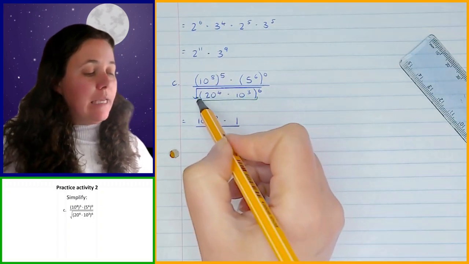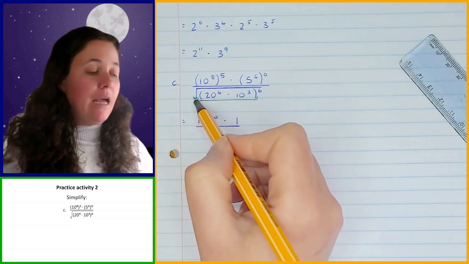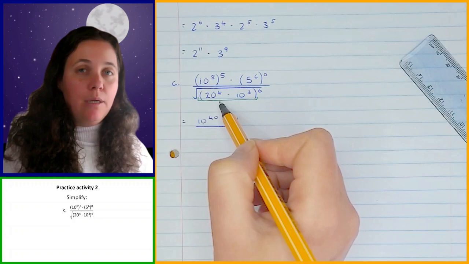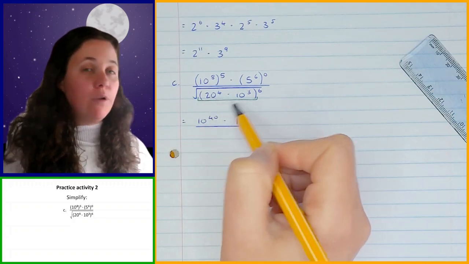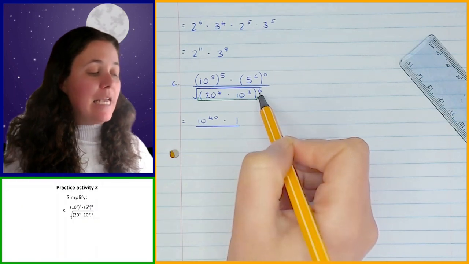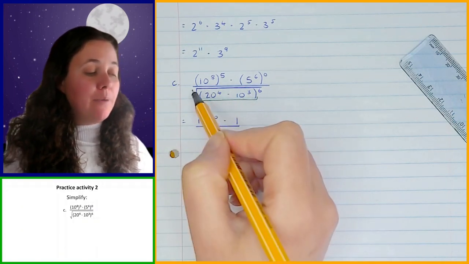For now, my rule says that when I have a root of a power, the base stays the same. So that 20 to the power of 4 times 10 to the power of 3 is going to stay the same. And I take the exponent and I divide it by the root's index.